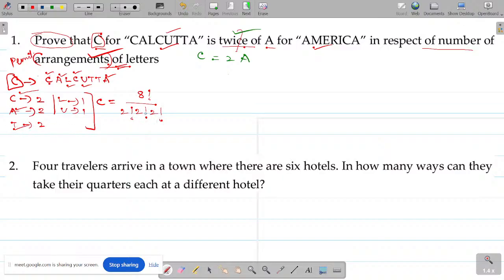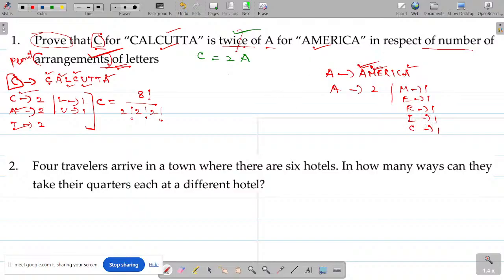Likewise, we have to do it for America also. So let me try for America. Yes, please join with me. Let me write the alphabets. A-M-E-R-I-C-A. A appears 2 times. N appears once. E appears once. R also once. I also once. And C also once. So the problem is quite simple.